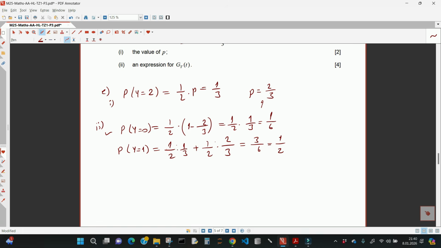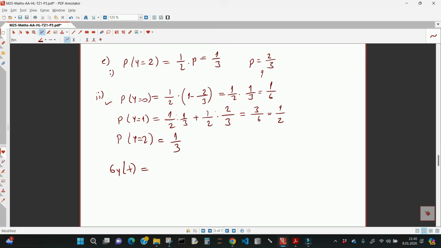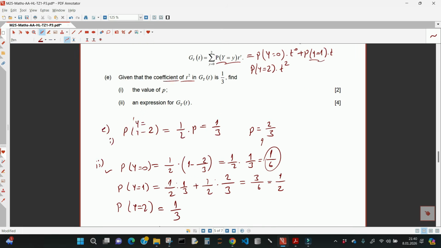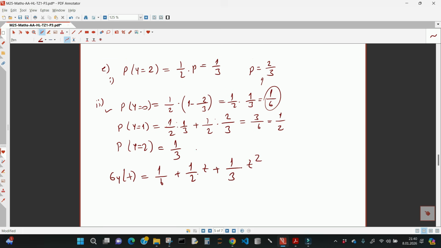Okay, for the probability y equal to 2, we found it at the previous question is already 1 over 3. So let's write the expression for g sub y of t equal to this number, 1 over 6, times t to the power of 0, which is 1, plus the probability y equal 1, which is 1 over 2, times t, plus 1 over 3 times t square, which is this probability.